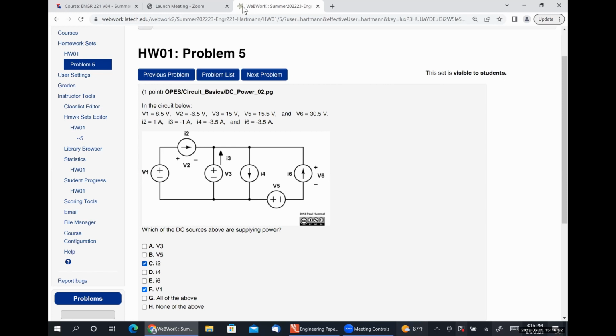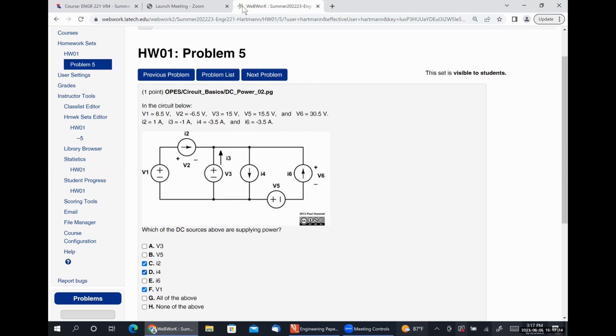For current source I4, the voltage drop across I4 is the same as V3 because those two things are in parallel. So we need either V3 or I4 to be negative. V3 is positive, I4 is negative. So that means I4 gets checked.